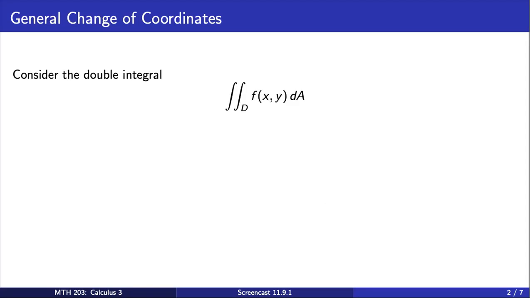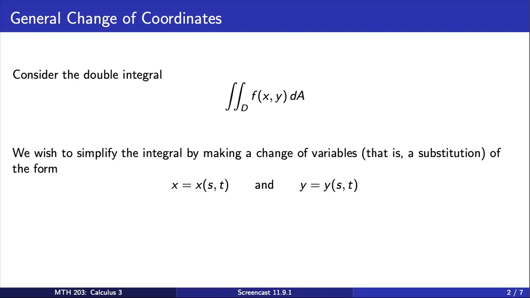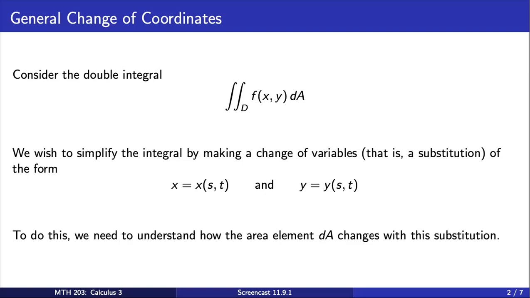Consider the double integral of the function f over the region D. Suppose this integral is difficult, or even not possible, to evaluate in terms of x and y. We wish to simplify the integral by making a change of variables, where we substitute x and y for new variables s and t. To complete the substitution within the integral, we need to understand how the area element, dA, changes with the substitution.